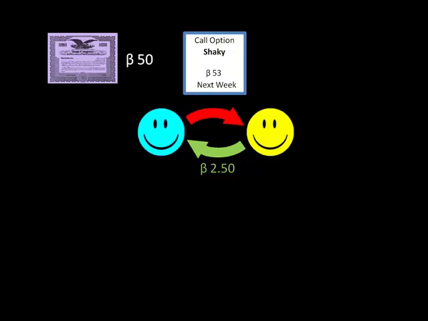So let's review the process. Using the stock Shaky, currently priced at 50 bucks, you buy a call option from me at a strike of 53, which expires next week. I charge you $250 for the option, which you pay me now.